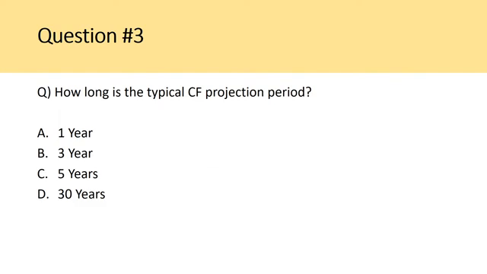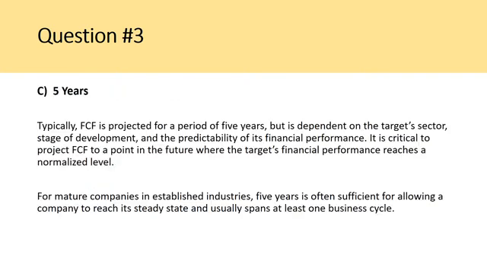This is quite an important question. I made another video covering the common mistakes that entry-level analysts and students make when building a DCF model. One of the common mistakes is the horizon over which they project the free cash flow of a company. From a theoretical perspective, the answer to this question would be C, 5 years.